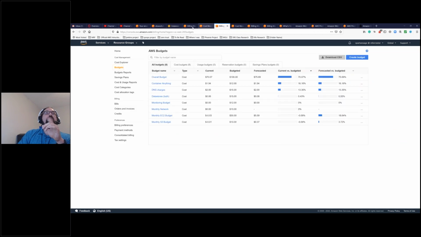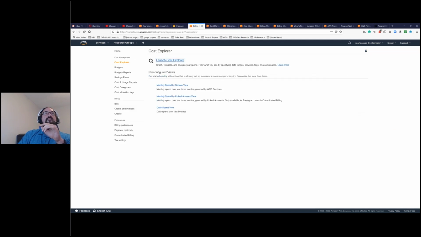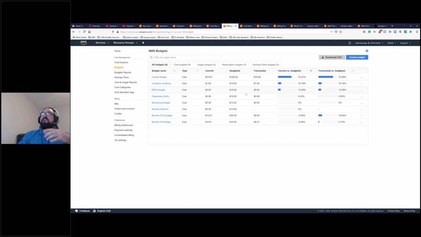The other thing is budgets, which is kind of like the second option down. So I'm actually moving over to budgets. I actually have budgets on my little demo account just in case I get close. And as you can see here, my overall budget did approach, because I usually set a threshold of 80%, did actually approach my forecasted limit. But I've got containers as a budget. I've got DNS charges as a budget. I've got data stores as a budget. You can set budgets, and these budgets are all cost budgets.